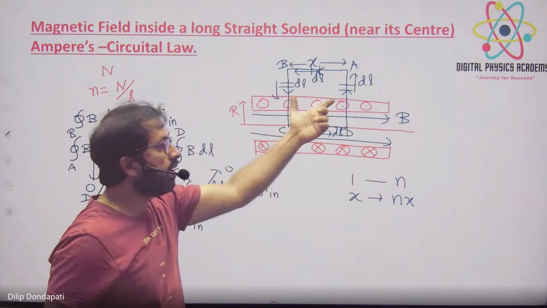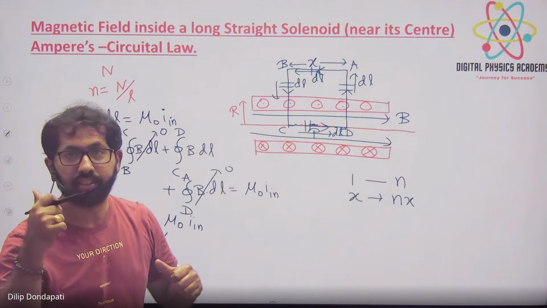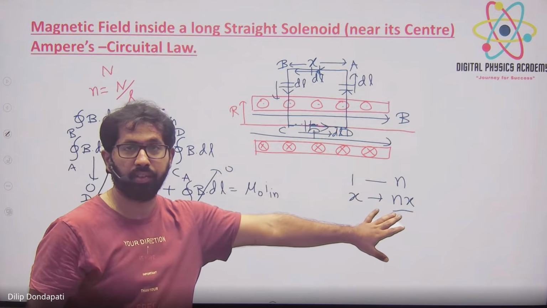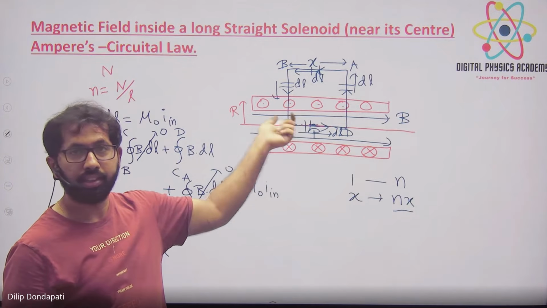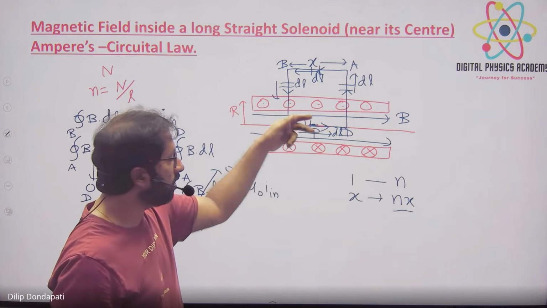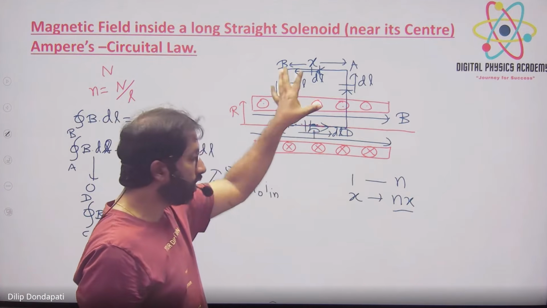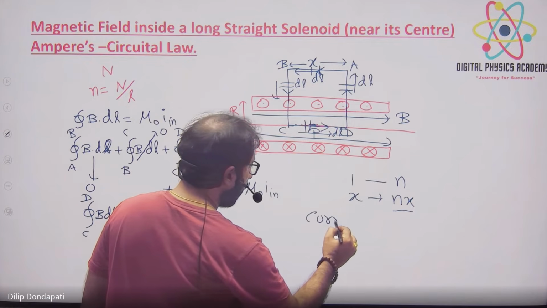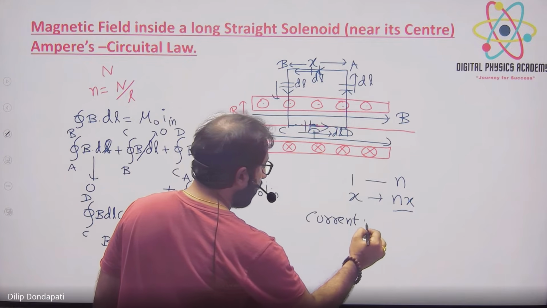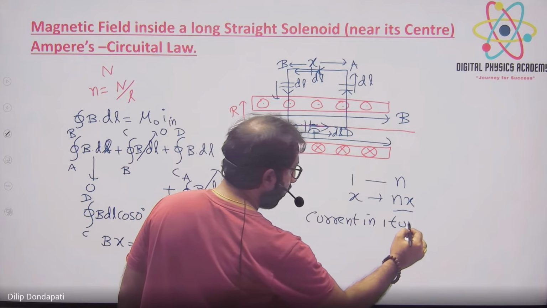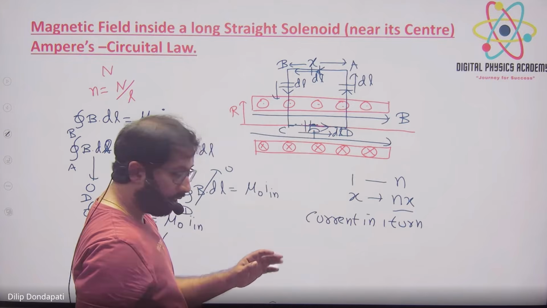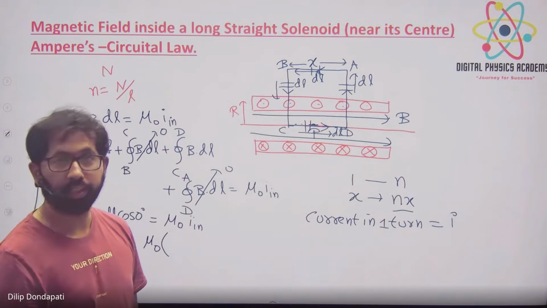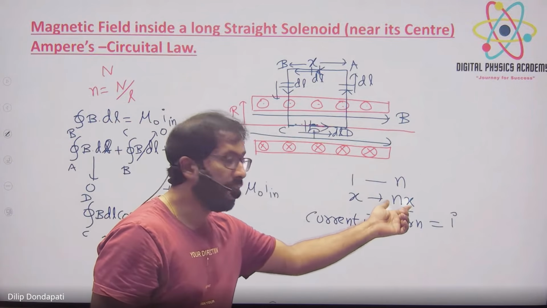But inside it we have to find the number of turns, right? How many turns are there? So we are using the definition and we are trying to find the number of turns in this. In this total length, x into the number of turns is nothing but the total number of turns in this loop. Okay, current in one turn is I. How many turns are there? nx turns.